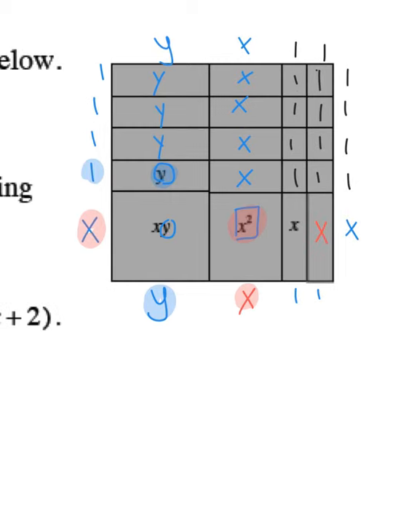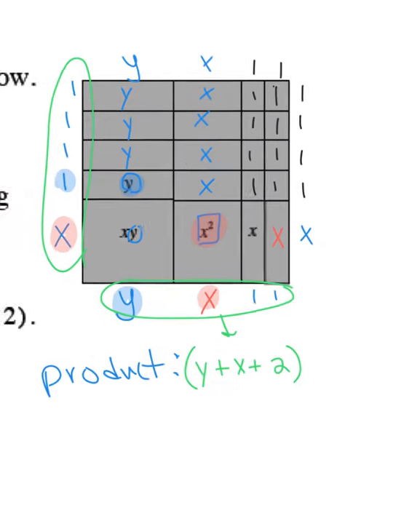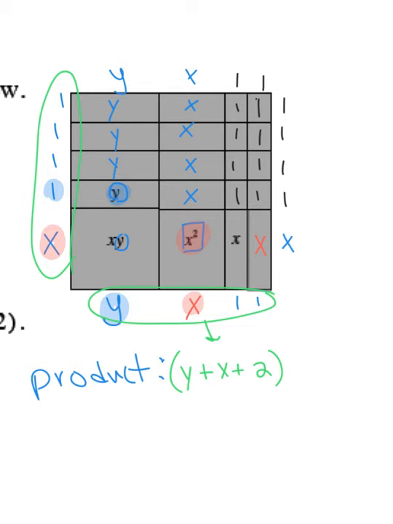So the way that we write our answer as a product is we look at what is this outside length and width. So we have a Y tile, an X tile, and 2 singles. And then on the other side, we have an X tile and 4 singles.